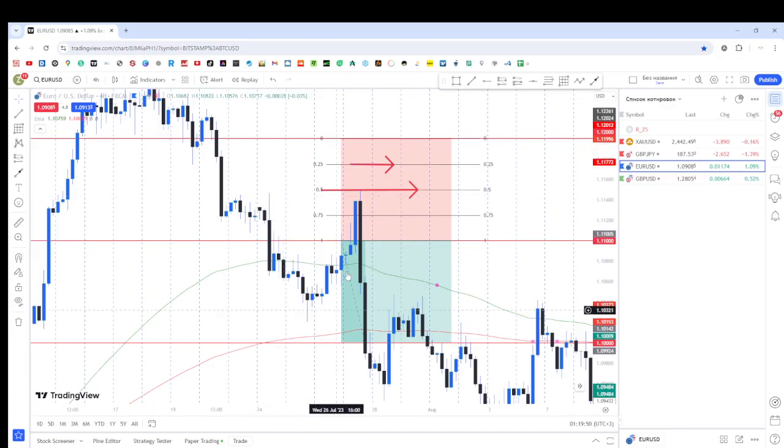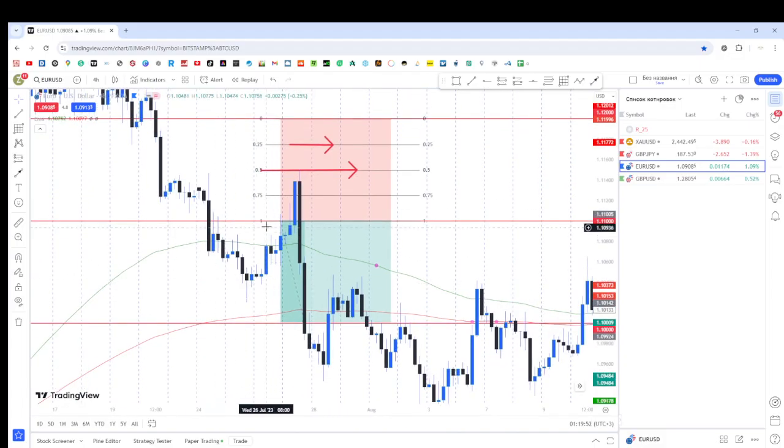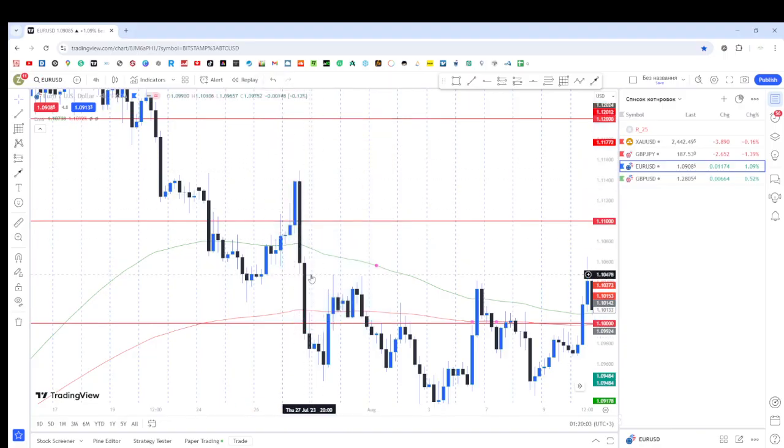And on average, you will have a bigger risk to reward ratio, so the results are going to be different. It won't be 1-to-1 risk to reward, but at least you're going to be on the trade.